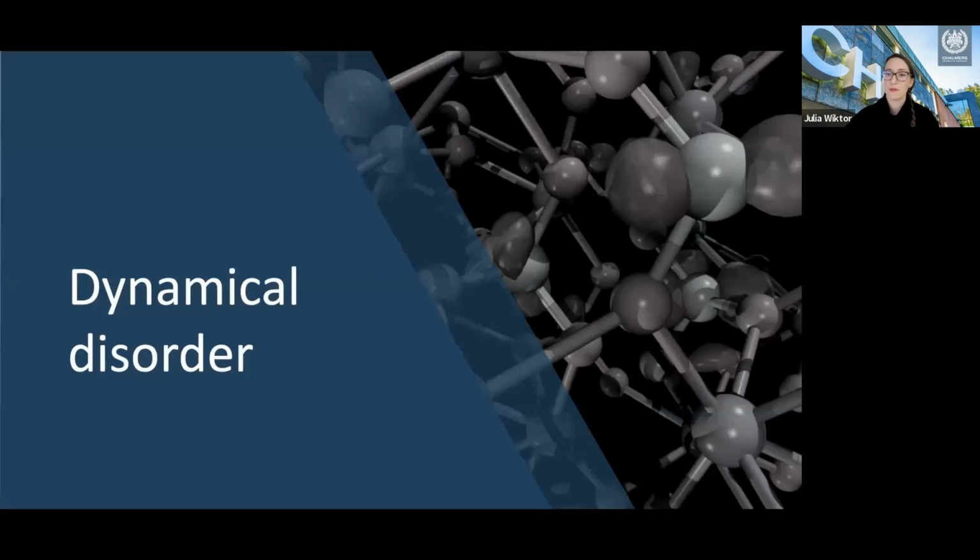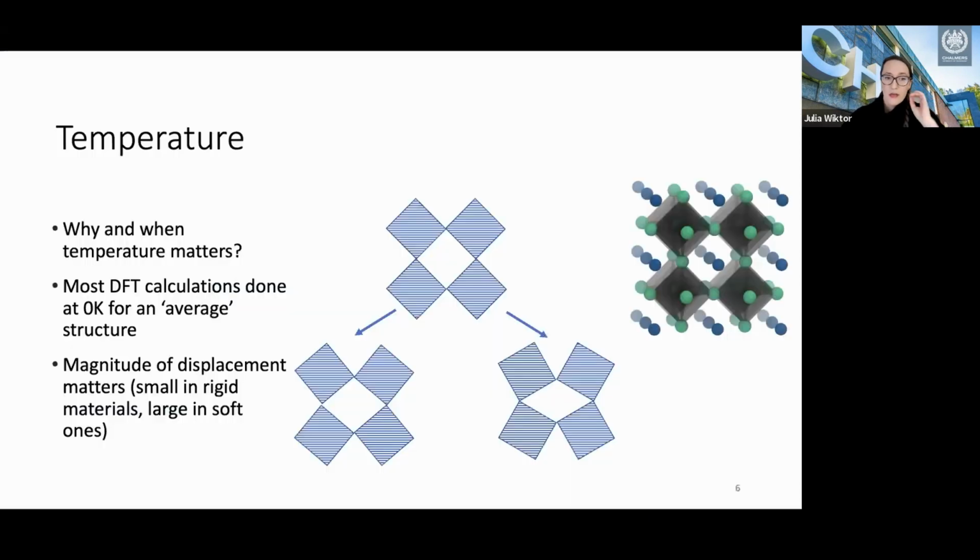So I will focus now on the first effect, which is the dynamical disorder. Which means that at finite temperatures, all the atoms will be moving quite strongly in the material, and this can affect how we should calculate things. Because as you know, most standard DFT calculations are done at 0 Kelvin for some average structure.